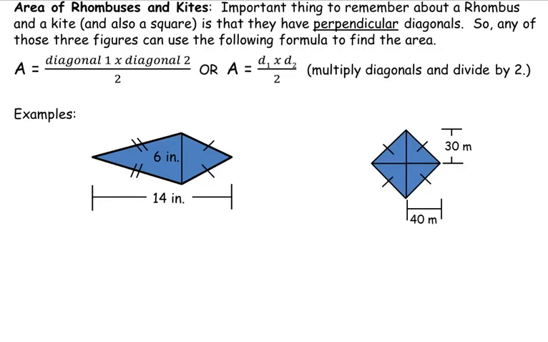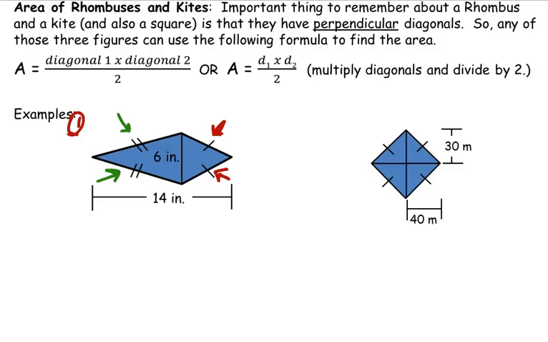Hopefully you realize in this first example, in example number 1 here, that we have a kite. I have two sets of consecutive congruent sides, not opposite, consecutive. So here on the right, those two are congruent. And then over here on the left, these two are congruent.